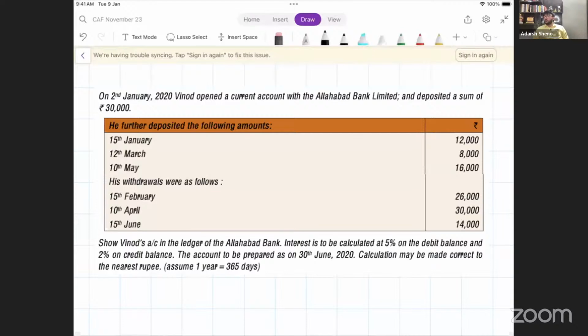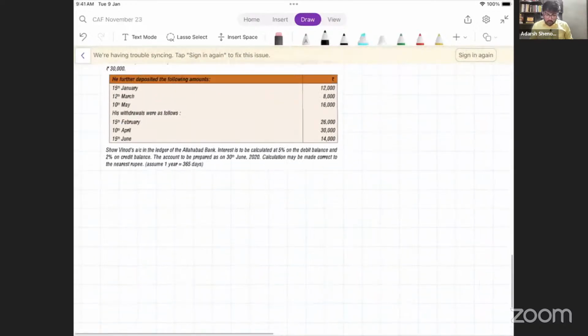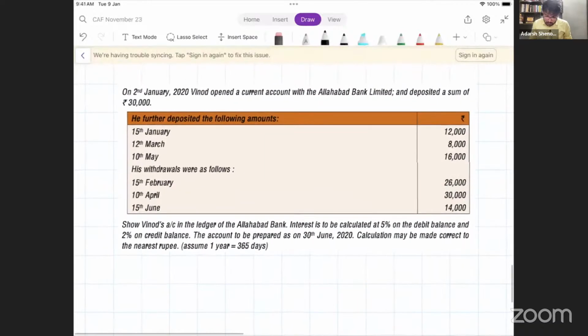Interest is to be calculated at 5% on the debit balance and 2% on the credit balance. The account is to be prepared as on 30th June 2020. Calculations may be made correct to the nearest rupee. Okay, see, this is from the bank's perspective. What have they said? Show Vinod's account in the ledger of the Allahabad Bank. This is from the bank's perspective.